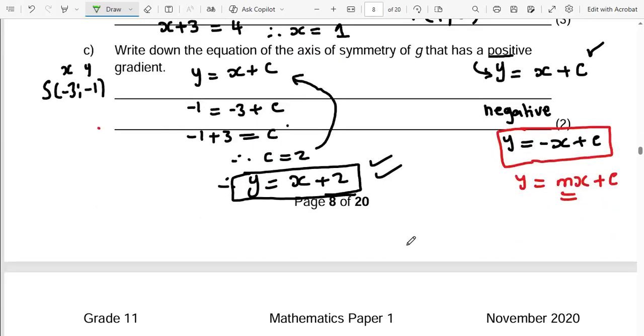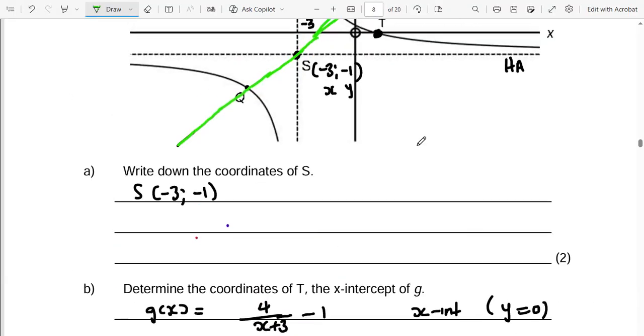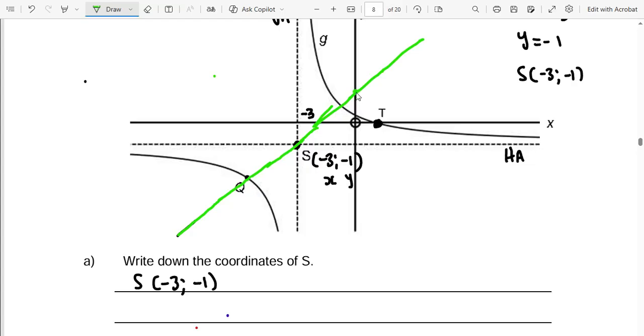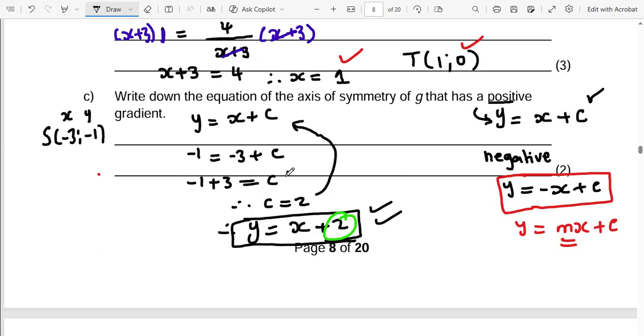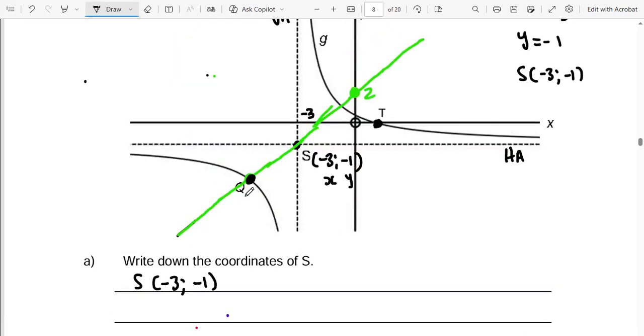So now when I look at this, I am just trying to help you guys out to analyze the question. Look at 2. You know that's the y-intercept. So it will cut where? At 2. But that's not important for now. The only thing you should focus on is that point. Look at that point. Wow, this is very interesting. This point Q is the point of intersection of what? Of your g and that axis of symmetry.